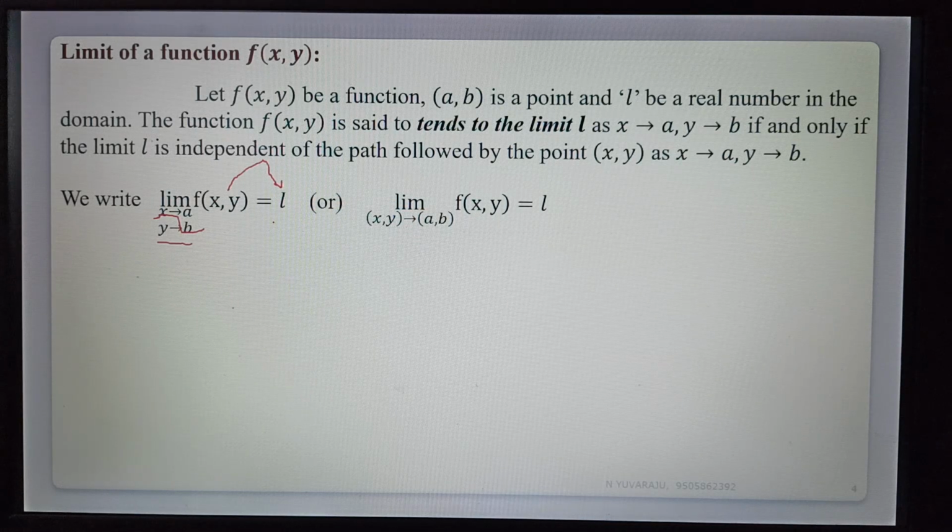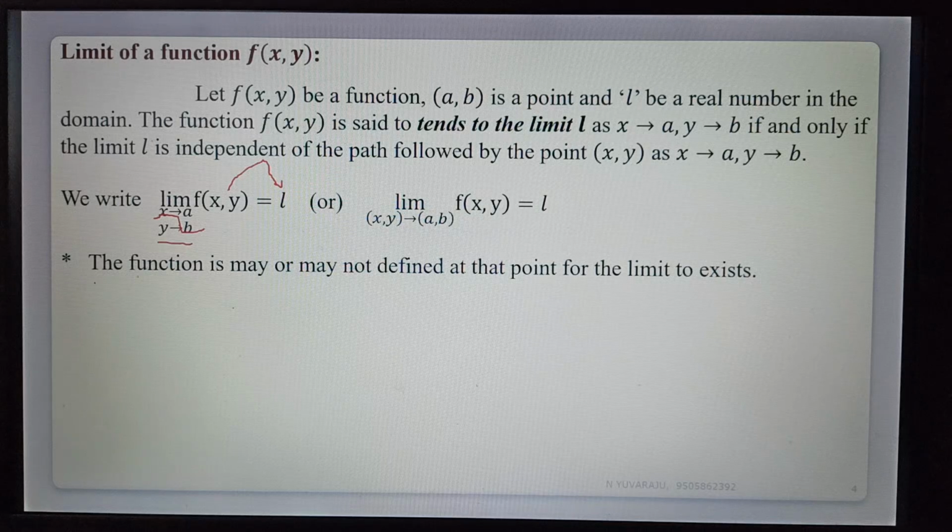But how do we find the limit of the function? There is no single way. In a single variable function, the left hand limit and right hand limit are both equal, then the limit exists. But here, in the domain, the xy plane, x comma y approaches a comma b in infinitely many ways and infinitely many directions. If in every direction the limit exists and is equal, then the limit exists. So compulsorily in every direction the limit must exist and be equal, then L is called the limit of the function.